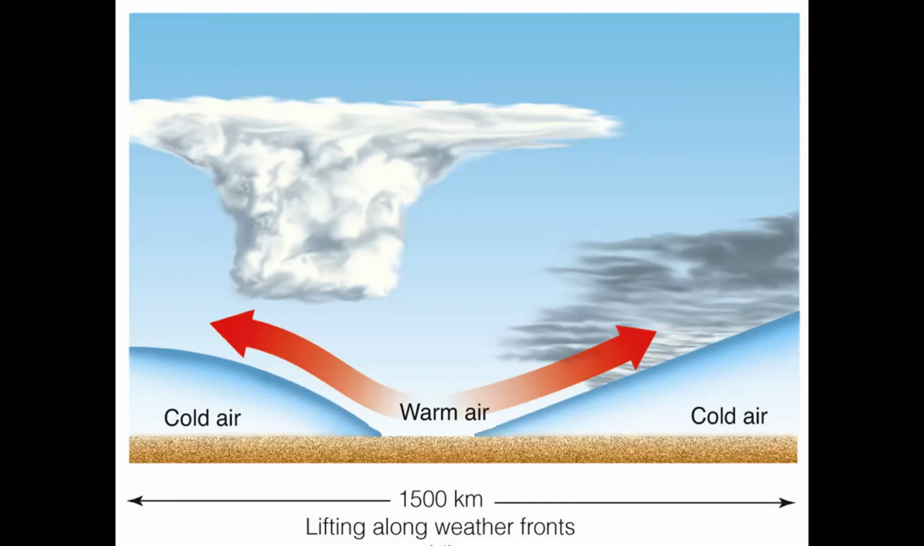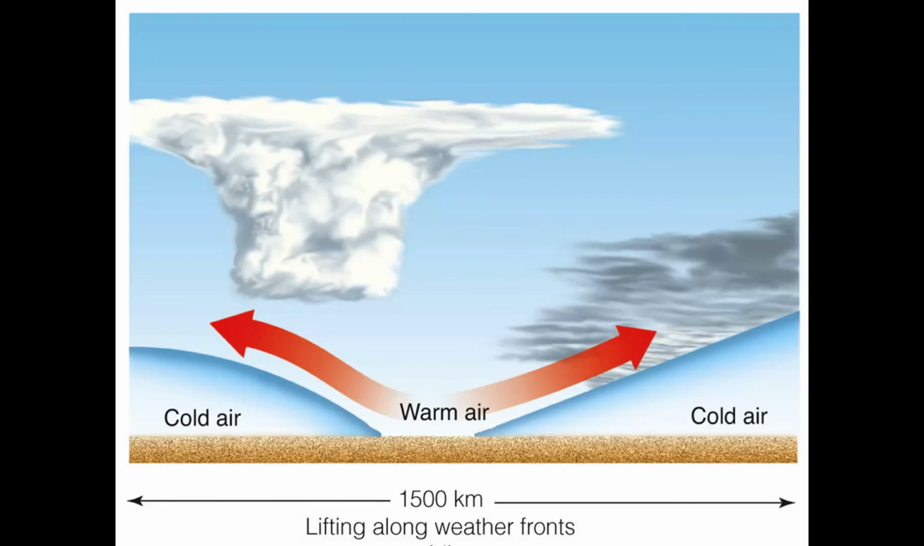Now, that's it for this topic. So, in this topic, we just quickly went over the different forms of cloud formation. Just to review, they are convection, topographic lifting, which also gives us rain shadows, convergence along a low pressure system, and frontal lifting.